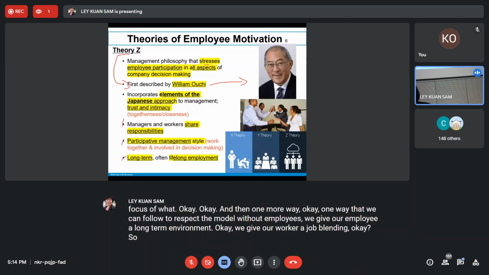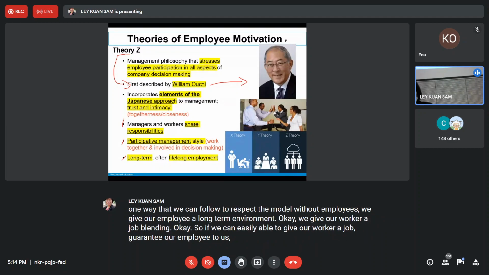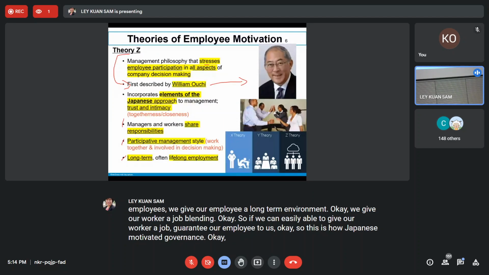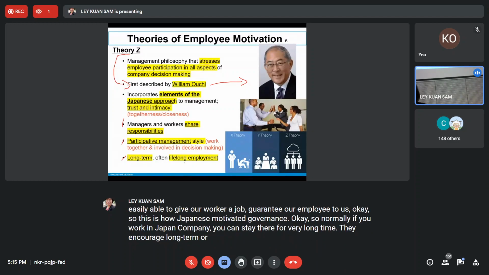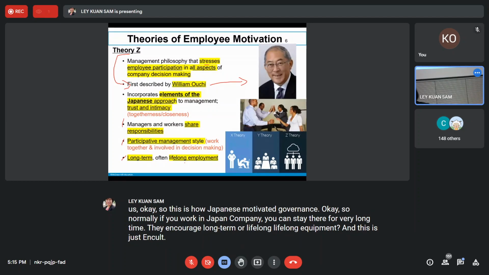Okay, so if we are able to give our worker a job guarantee, our employee will be loyal to us. Okay, so this is how Japanese motivate their worker. Okay, so normally if you work in Japan company, you can stay there for a very long time. They encourage long-term or lifelong employment. And this is Japan culture.